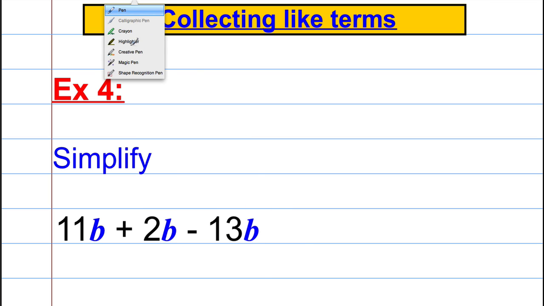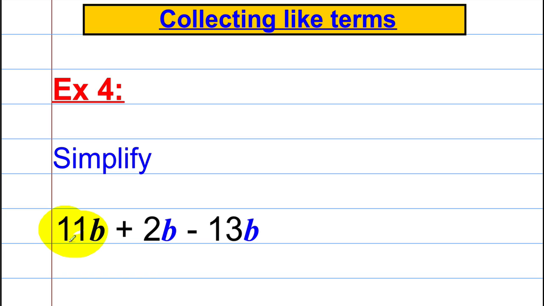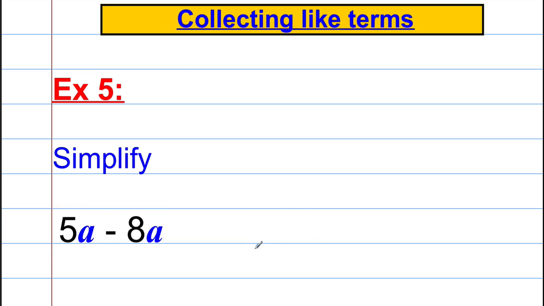Well, we have positive 11b, we add 2b, and we take away 13b. 11b plus 2b is 13b. Take away 13b obviously leaves you with nothing. So this is nothing. 0. Next example, we have positive 5a, and we subtract 8a.